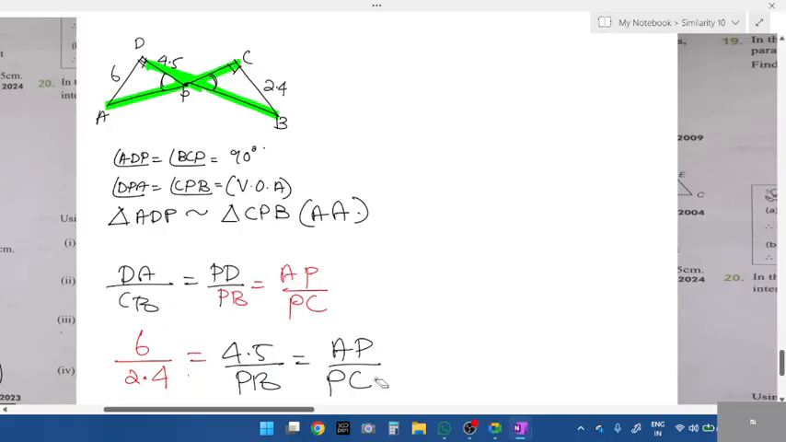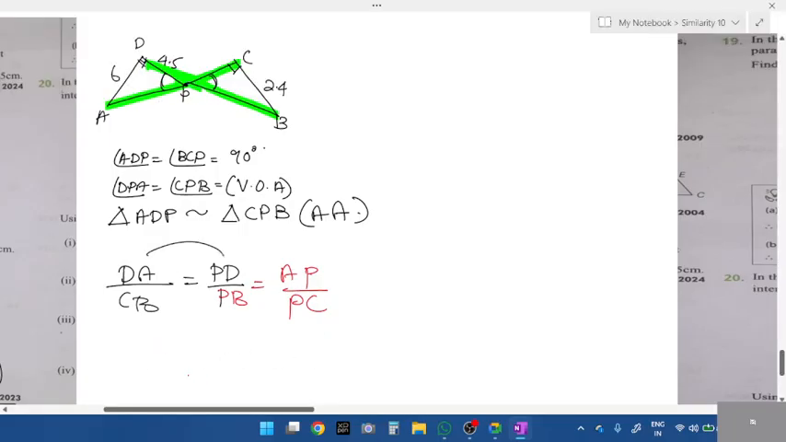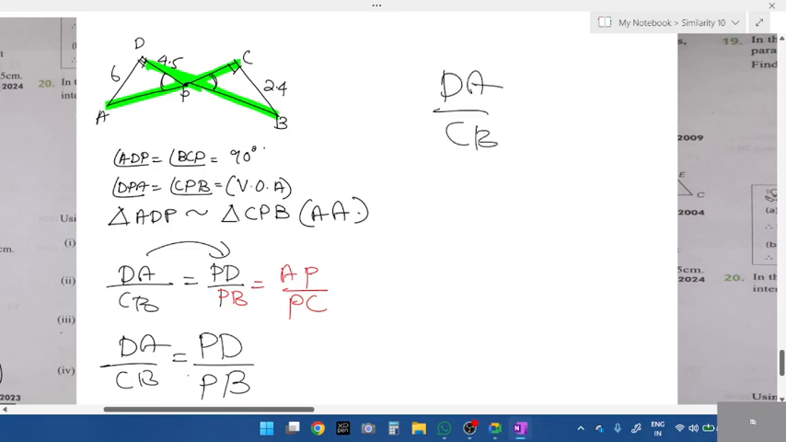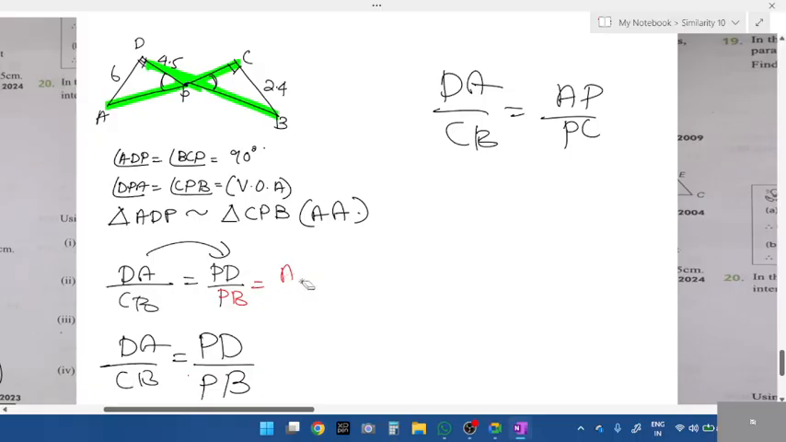Did you understand? Let me erase this, students. Take that first question, DA and CB, and compare with both. Look at the first formula, DA by CB. Wherever values are given, students, take that and compare with the next one, PD divided by PB. Next, take DA by CB equals AP divided by PC. This will give you the answer. So let me take the first. Is this clear? All of you understood? Response, students, did you understand?